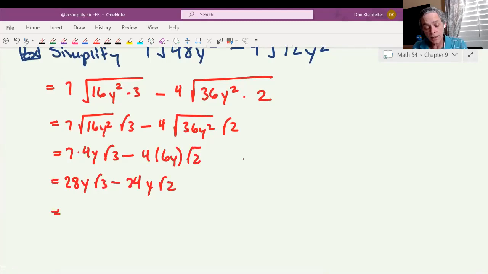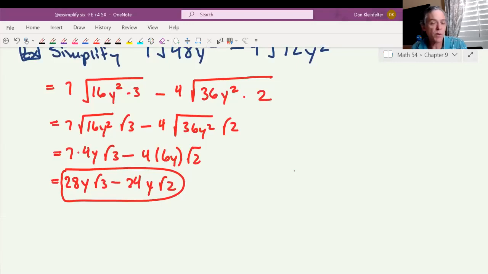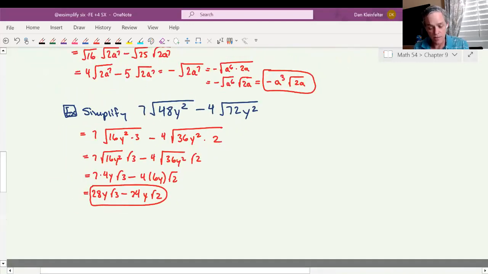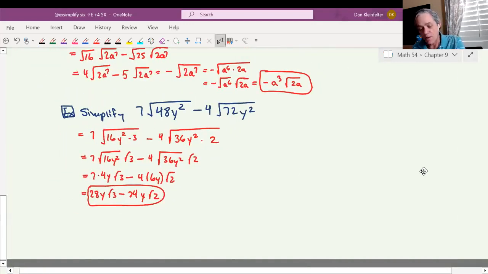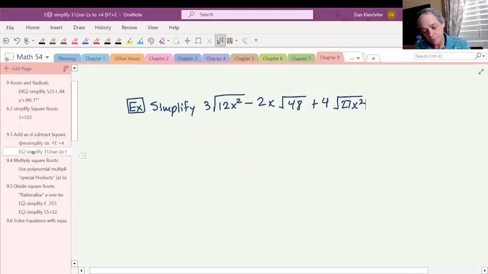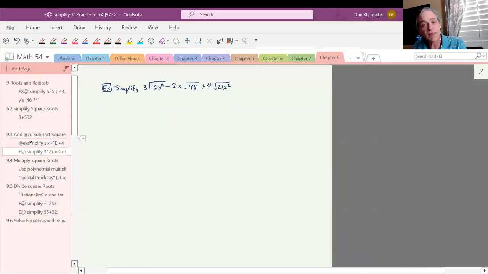If you want, we could factor out a 4 and a y, but that's not essential. So that's as good as that will get. It's kind of unsatisfying. It would have been nice if they were both square roots of 3 or square roots of 2, but it was not to be. All right, moving on. We have just one left, and then we're all finished.